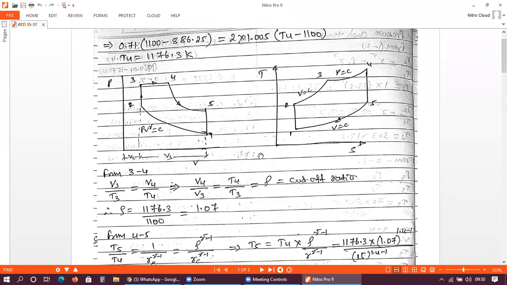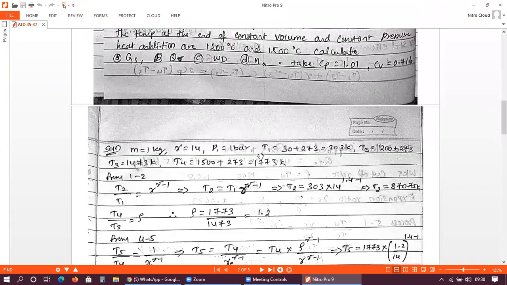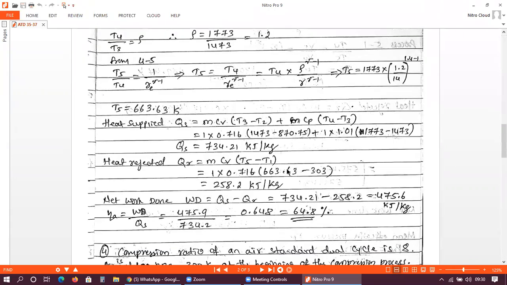Okay, so now we'll go with this. Here, heat supplied is given by the equation mCv into (T3 minus T2). This is the equation for the constant volume process, plus mCp into (T4 minus T3). This is the equation for the constant pressure process. Heat is added during the constant pressure process and heat is added during the constant volume process.